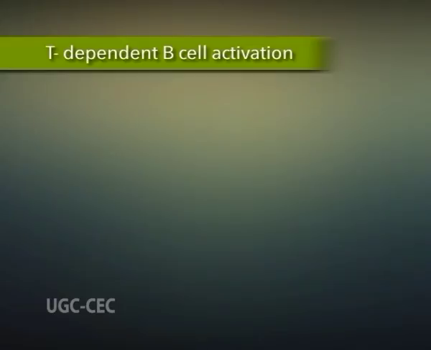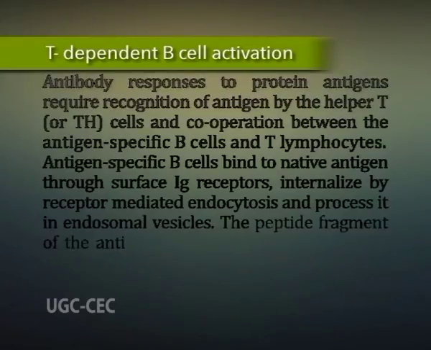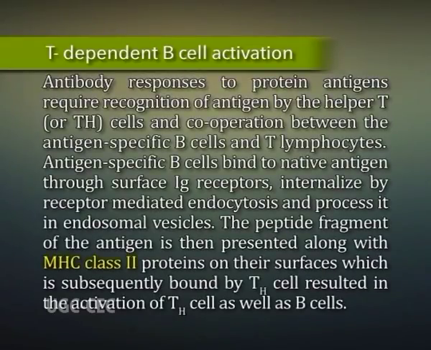Responses to Ti antigens consist largely of IgM antibodies of low affinity and do not show significant heavy chain class switching, affinity maturation or memory. T-dependent B cell activation. Antibody responses to protein antigens require recognition of antigen by the helper T cells or T cells and cooperation between the antigen-specific B cells and T lymphocytes.